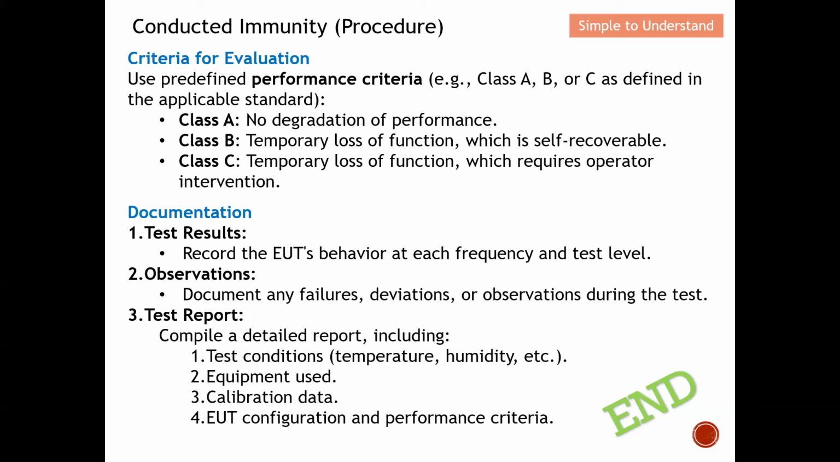Therefore you would like to start at a very low level, which is 1 volt, and you see whether your EUT can function okay or not. Then you can go for 3 volt, and then finally you can go for 10 volt. Observation: document any failure or deviation, for example if the signal deviates, or anything you observe during the test. For the test report, compile a detailed report which includes the test condition. You also need to indicate the temperature and humidity, the equipment that you use, copy down all the model and serial numbers, and whether the equipment is calibrated or not. You can, for example, indicate the calibration date, etc., and the EUT configuration and performance criteria.